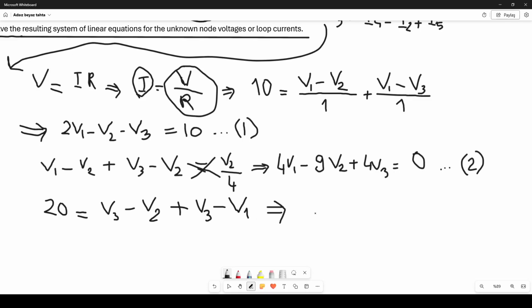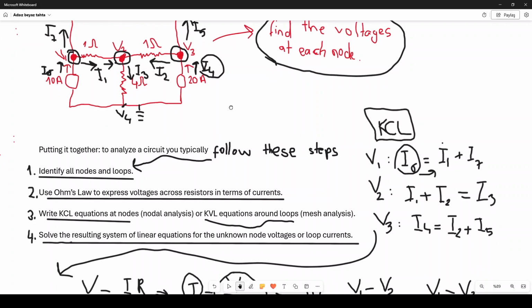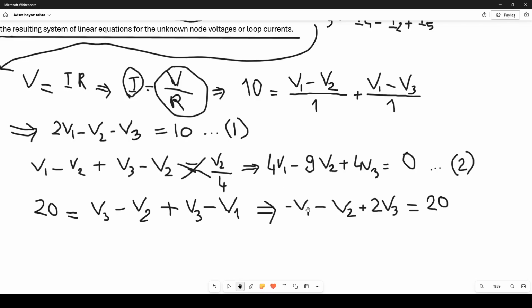When I sum them up, let's see what we have. Finally, we have minus V1 minus V2 and 2V3 is equal to, sorry, 20. Right, 20. Yes, that's the value 20, right? So there is no numerical error. I just checked it out, and then let's give a name to this equation. Now we have the third equation here.